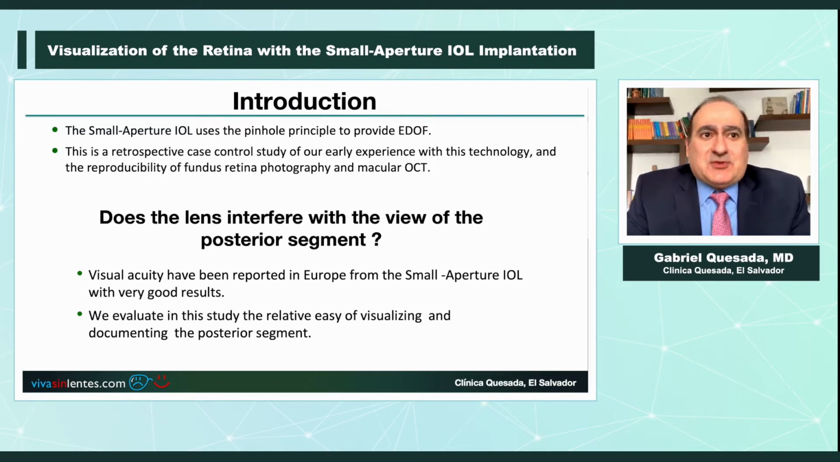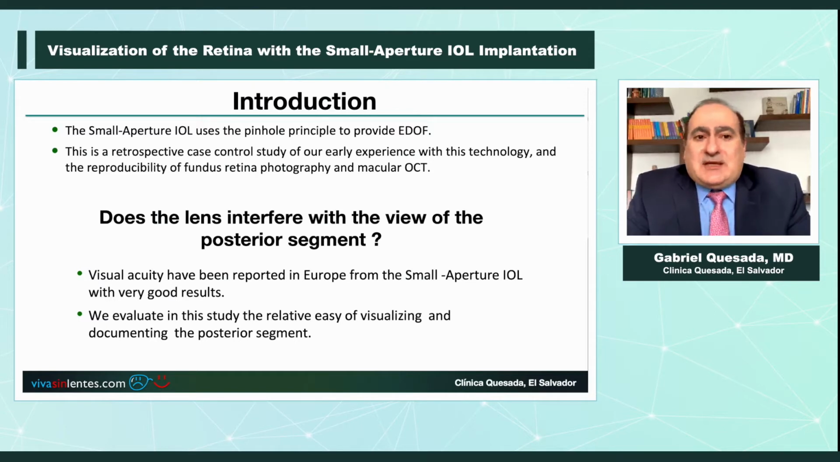This is a retrospective case control study of our early experience with this technology for more than 2 years now, and to make clear that the reproducibility of fundus retina photography and macular OCT is easily possible.